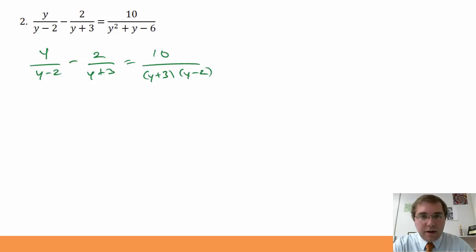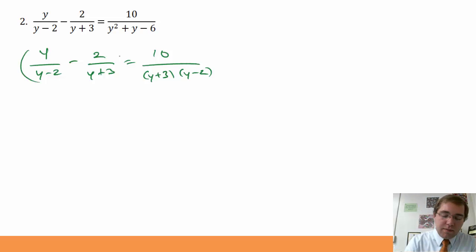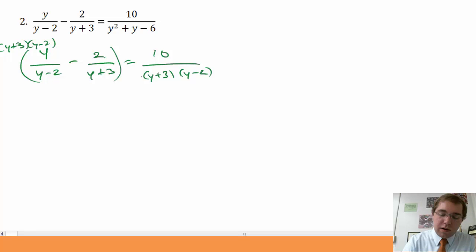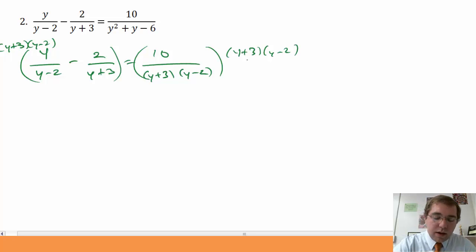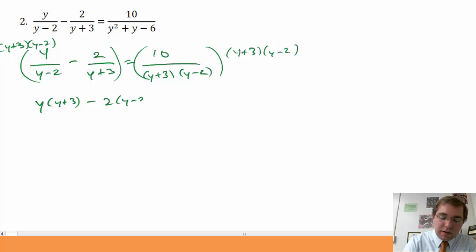So what is the common denominator? The least common denominator is y plus 3 times y minus 2. So I'm going to multiply everything by that common denominator. Multiply the left side by y plus 3 times y minus 2. Multiply the right side by y plus 3 times y minus 2. When I multiply that first fraction on the left by it, the y minus 2's cancel. So there's a y times a y plus 3. When I multiply the second fraction by it, the y plus 3's cancel. So there's a 2 times y minus 2. On the right-hand side, the whole denominators cancel, and we get 10.